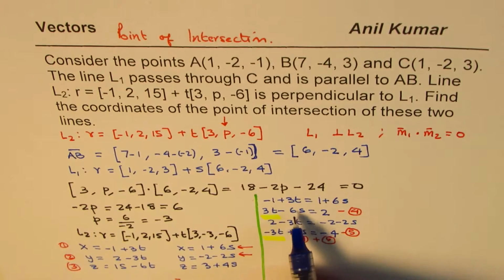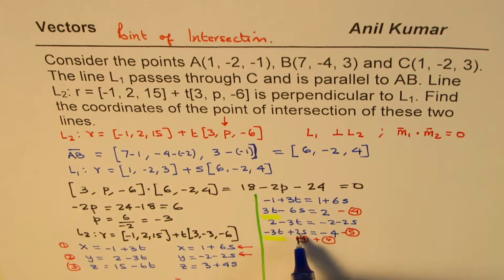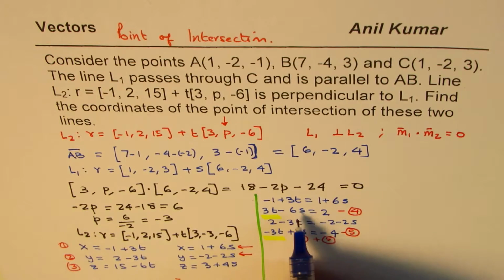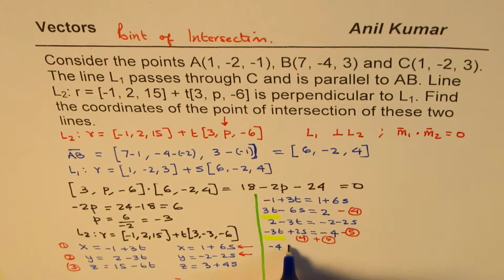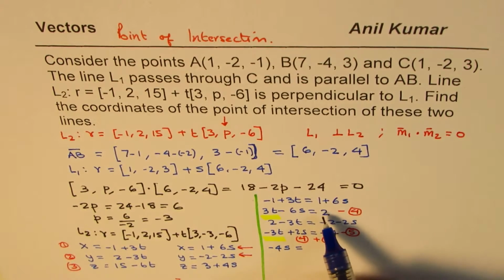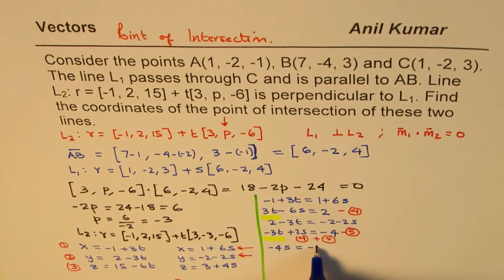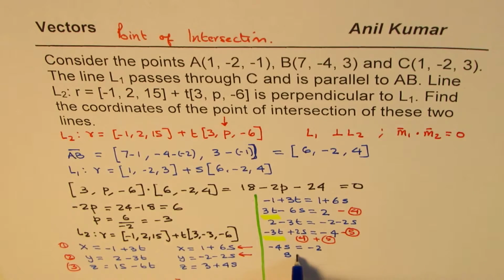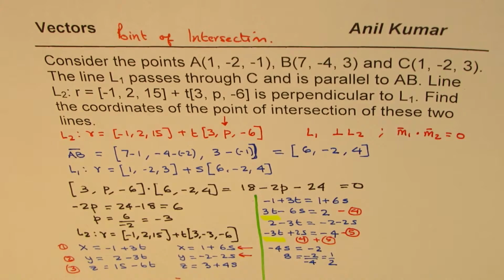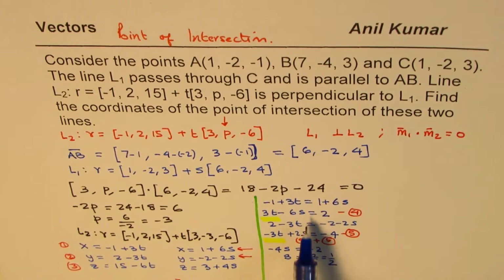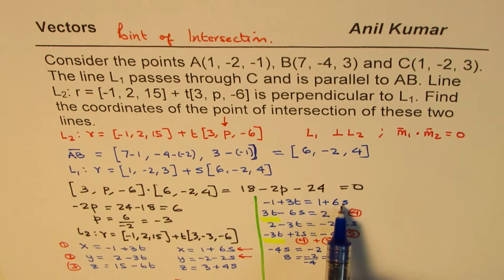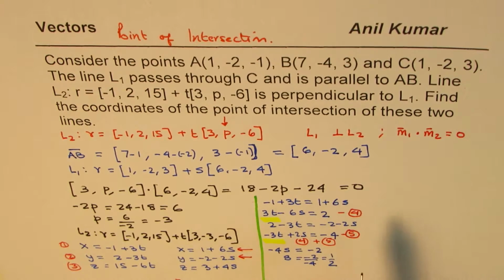So when I add, I get minus 6s plus 2s as minus 4s. So we get minus 4s equals 2 minus 4, which is minus 2. So the value of s will be minus 2 divided by minus 4, which is half. So we get the value of s as half. Now to find t, we can use one of these equations, substitute the value of s and find t, right?